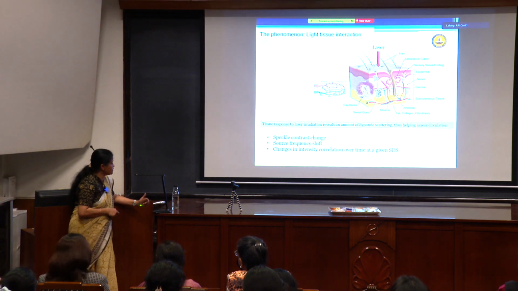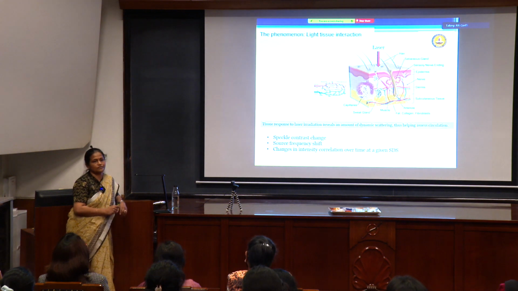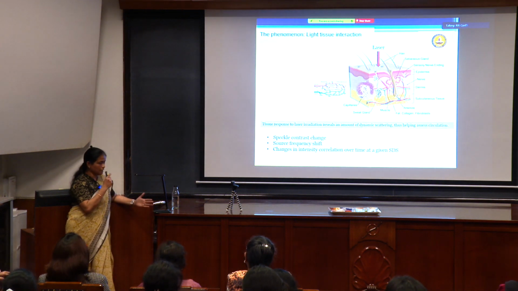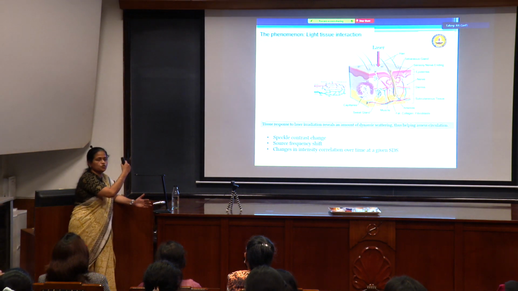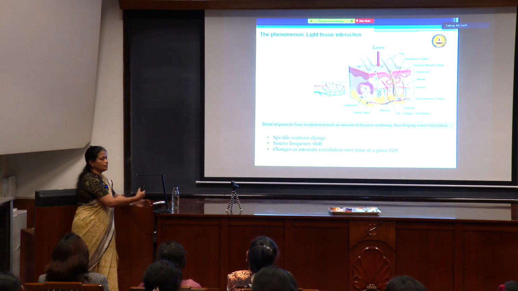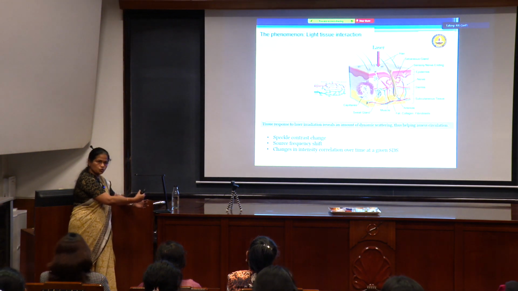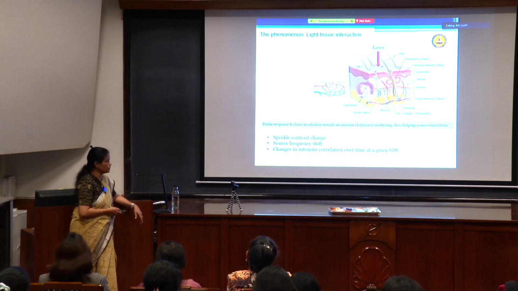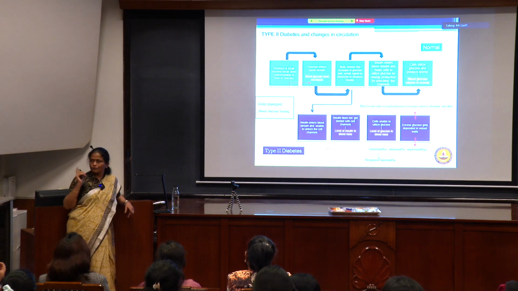You can look at changes in intensity correlation over time with a given source-detector separation. For example, for a given location, with the source fiber at one position and the detector fiber at another position, continuously looking at the intensity correlation between these two over time, you can assess the microcirculation. I'll quickly go through, one more minute.